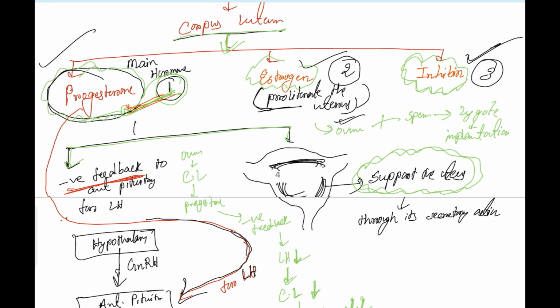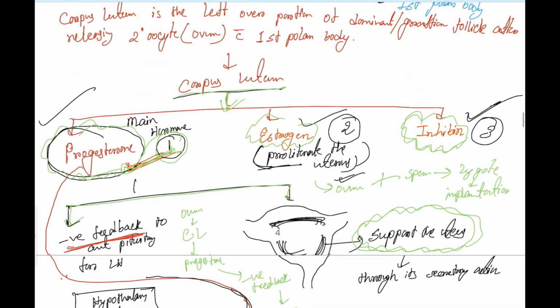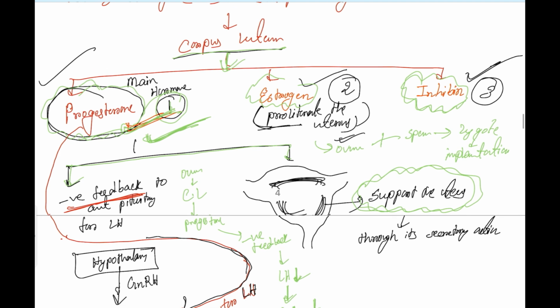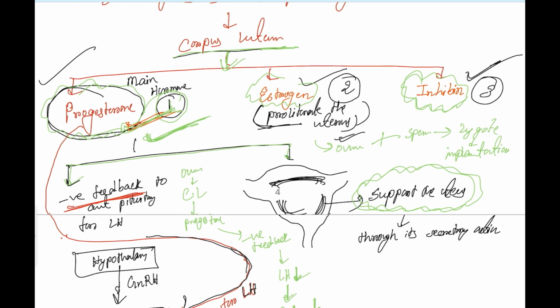Okay, so if I ask you, the luteal phase is dominated by which hormone? What will be your answer? Progesterone is the main hormone. If I ask you what is the dominant hormone in the follicular phase, your answer was estrogen. But in the luteal phase, the main dominant hormone is progesterone. Corpus luteum secretes which hormone mainly? Mainly progesterone. Along with that, it secretes estrogen and inhibin also, but the main hormone is progesterone.